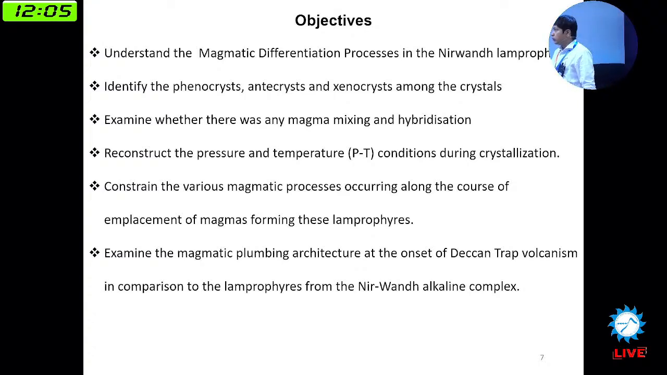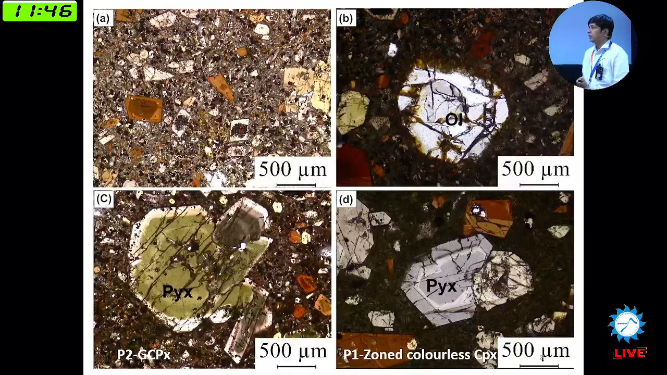Also, to examine whether there was magma mixing or hybridization, reconstruct the pressure-temperature conditions during crystallization, constrain the various magmatic processes occurring along the emplacement of these lamprophyres, and define the magmatic plumbing architecture at the onset of Deccan Trap volcanism in comparison to the lamprophyres from the Nirvan area.